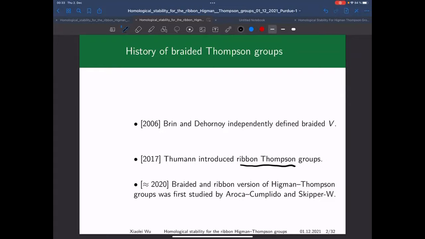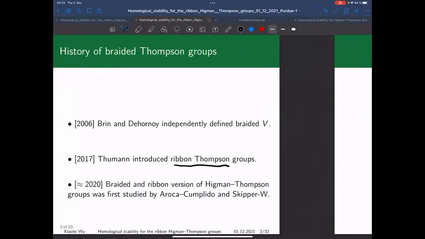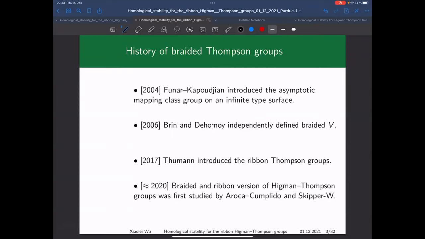These are the history, but there's another parallel line to the braided Thompson group. In 2004, Funar and Kapoudjian introduced the asymptotic mapping class group on an infinite type surface. The kind of surface they studied is a sphere minus a Cantor set, but they're also talking about a disk minus a Cantor set. The group they introduced is a subgroup of the mapping class group of the sphere minus a Cantor set, or the mapping class group of the disk minus a Cantor set. Somehow these groups turn out to be strongly related to the ribbon Thompson group.